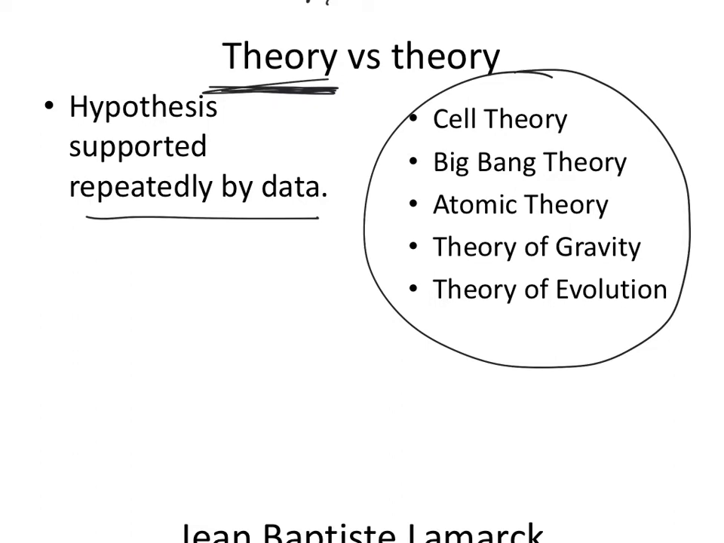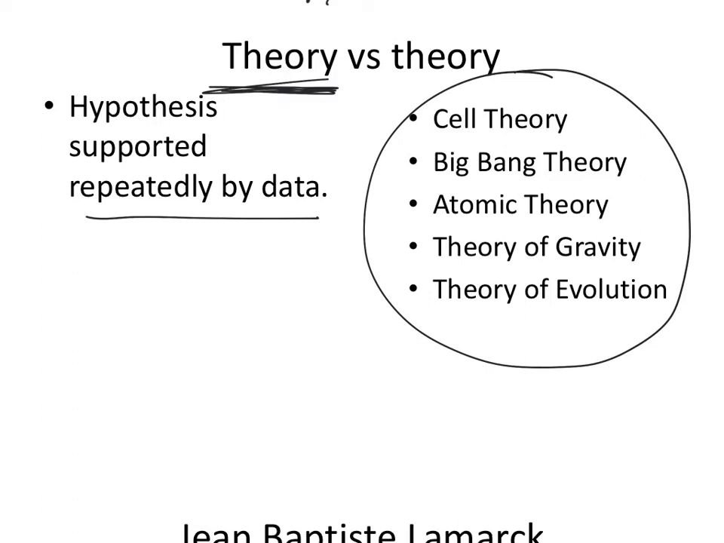The top one is the cell theory. That essentially says that all living things are made up of cells. Never in the history of science have we found a living thing that is not made up of cells. Big Bang theory is the idea that the entire universe expanded from one central point and is still expanding. Astronomers and physicists always find data that supports that.